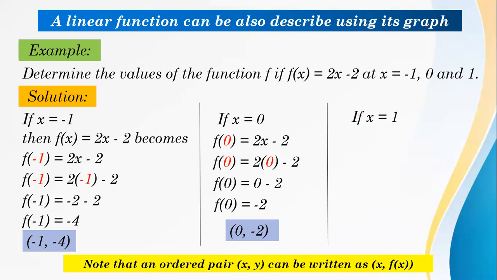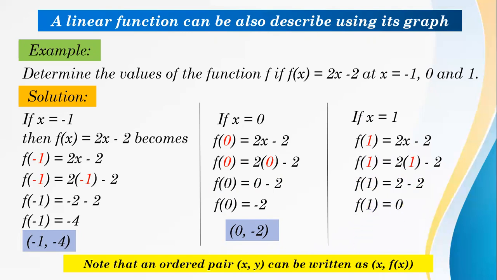Then we have x equals positive 1. Then again, we have f, then change x to 1. f of 1 equals 2x minus 2. f of positive 1 equals 2, then change x to positive 1, then minus 2. Then 2 times 1, and the answer is 2. Then minus 2. Then f of 1 equals 0. Then your ordered pair is 1, 0. Your x is 1, and therefore your f of 1 is 0.